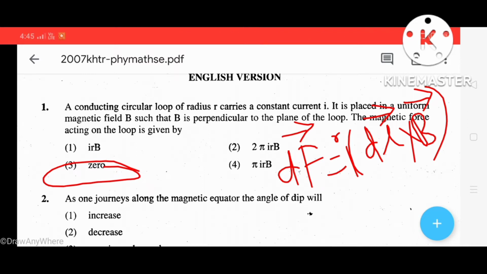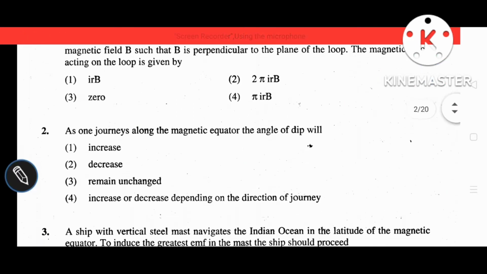For this, we have the diagrammatic representation with the explanation in the current electricity chapter of the second year PUC. You can go through the NCERT textbook for more information. Okay. Next, question number 2.